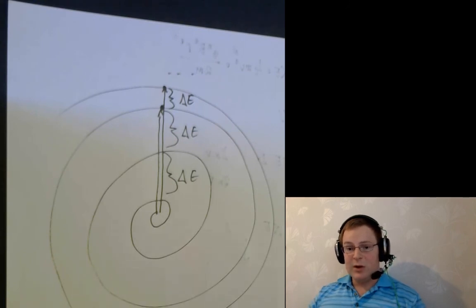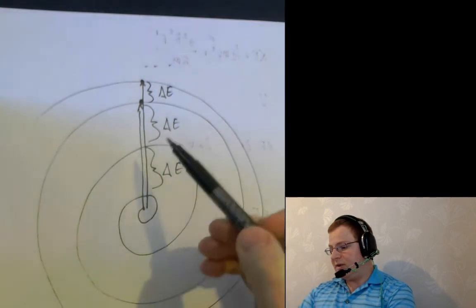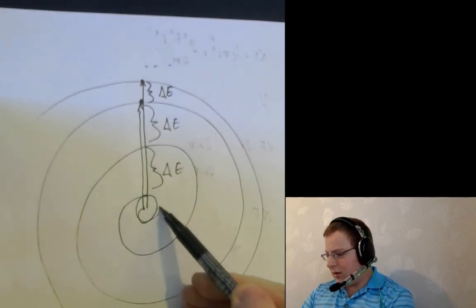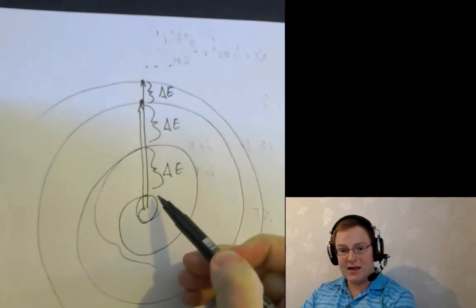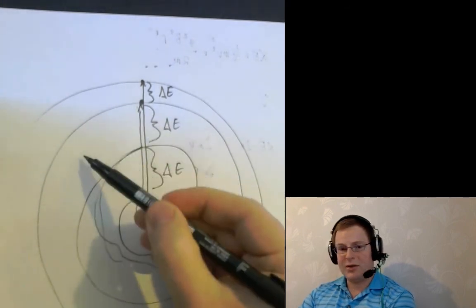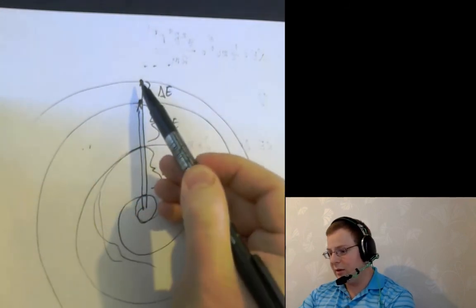So ultimately, to recap and to answer the question, it's because the energy difference from one orbit here compared to the orbit there is the same as the energy difference between this orbit here and that orbit there, is the same as the energy difference between this orbit here and that orbit there.